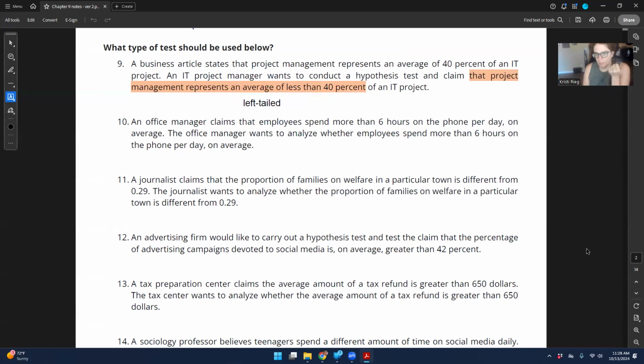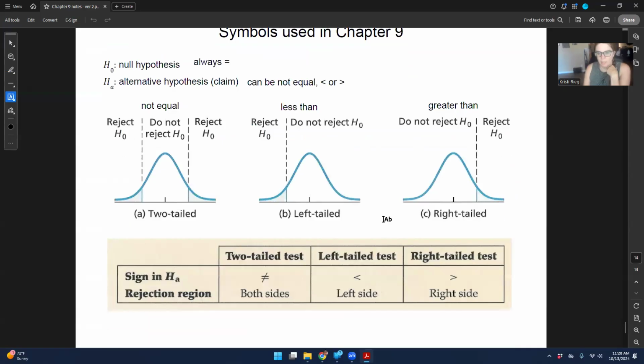So since this is less than, this has to be a left-tailed test. Again, referring back to that picture on the separate sheet that I posted in this section. It is less than, so it is left-tailed. Less than, left-tailed.